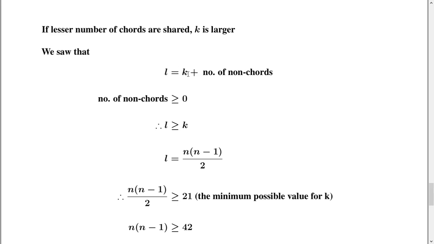Now we saw that L equals k plus the number of non-chords. The number of non-chords cannot be negative, it's either 0 or positive. And therefore k plus something non-negative is L, and therefore L must be greater than or equal to k. But we know L is n into n minus 1 by 2. We are trying to find the minimum value for n, and n will have the minimum value when L has its minimum value. And the minimum value of L depends on the minimum value of k, because L is greater than or equal to k.